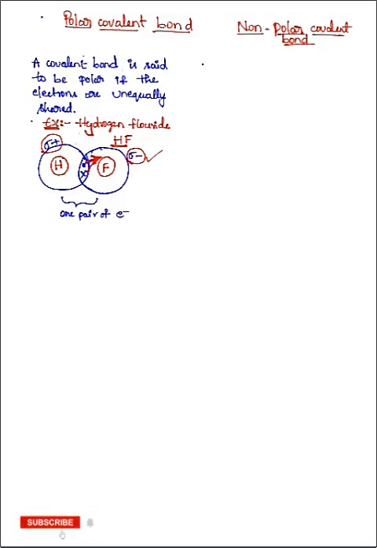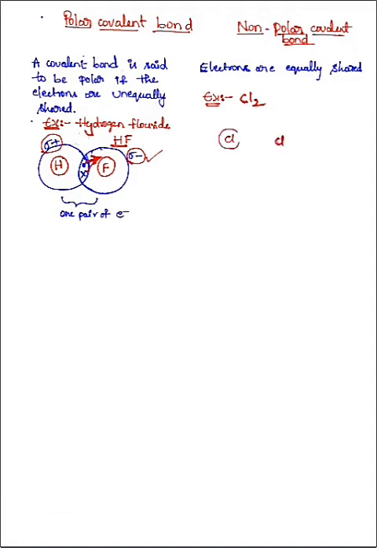While a covalent bond is said to be a non-polar covalent bond if the electrons are equally shared. For example, consider the chlorine molecule. We know that here we have two chlorine atoms, right? Among them, one chlorine atom forms covalent bond with the other chlorine atom by sharing of one pair of electrons.